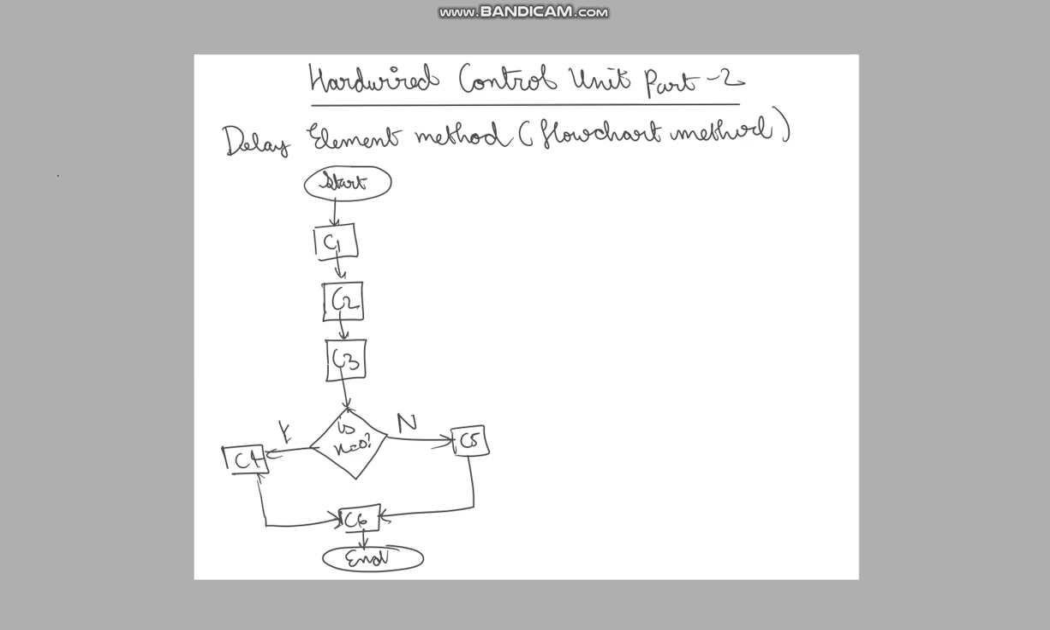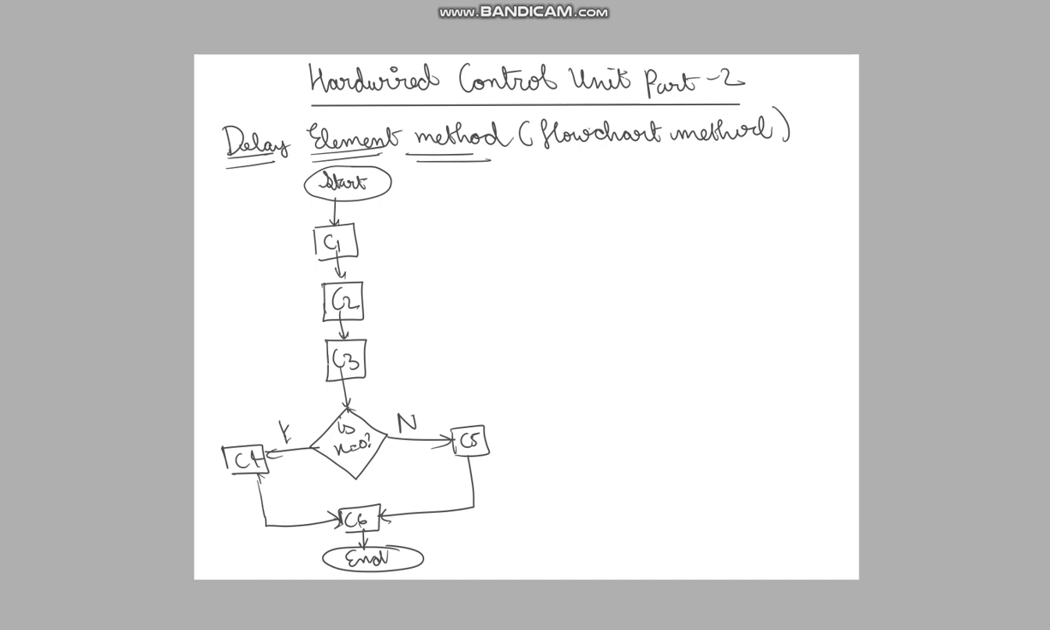Hey guys, this is the second part to the video. I've talked about your hardwired control unit, and this is your second method, your delay element method. We have seen your state table method. Please go watch that, then only you'll understand this, because that's the basis for this. So what is your delay element method?